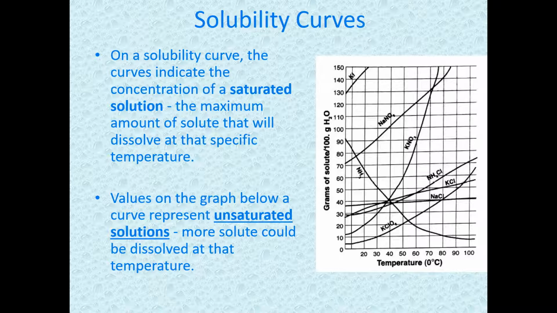Values on the graph below the line represent unsaturated solutions. More solute could be added at that temperature. So for example, if at 70 degrees we only added 30 grams of sodium chloride, it would be an unsaturated solution because we could go all the way up to 40.